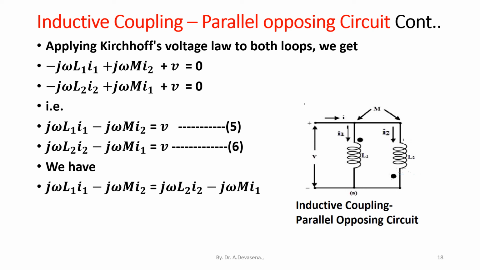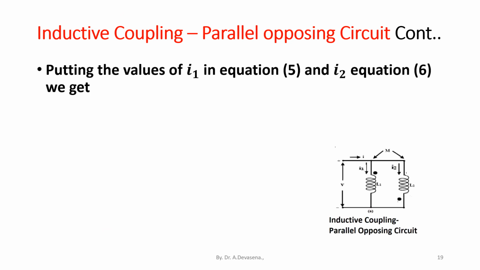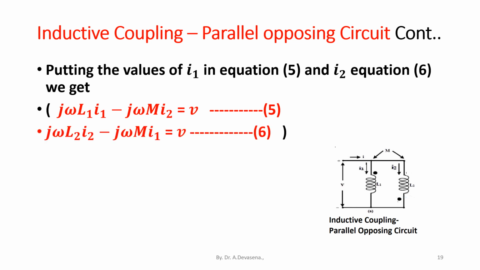We have jωL1 I1 minus jωM I2 is equal to jωL2 I2 minus jωM I1. That is, we have equated equation 5 and equation 6 here. We know that the value of I is equal to I1 plus I2. That is, I2 is equal to I minus I1. Putting the values of I1 in equation 5 and I2 in equation 6, we get it. This is equation 5, jωL1 I1 minus jωM I2 is equal to V, and this is equation 6, jωL2 I2 minus jωM I1 is equal to V. In these equations, we are going to substitute the values of I1 and I2.